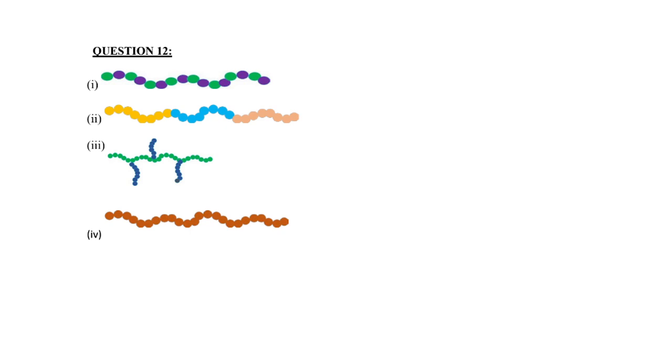Then question 12, a very basic question. I think this is the simplest question of this assignment. Here we need to find the type of polymer. Here it is the simplest copolymer, an alternating copolymer we can say.